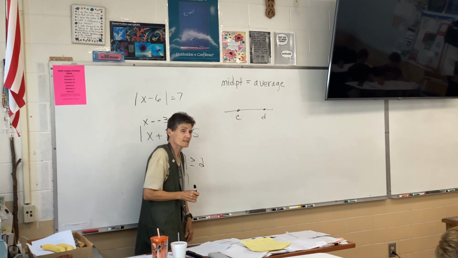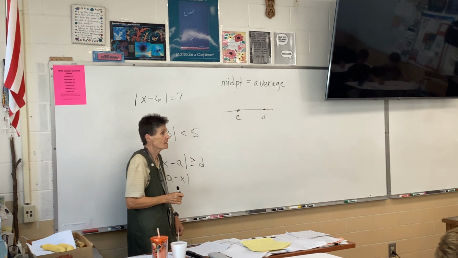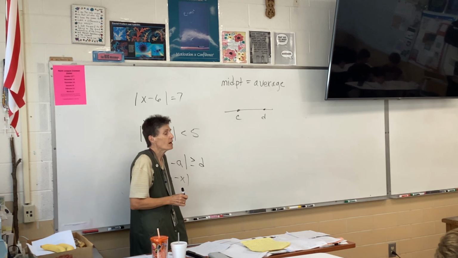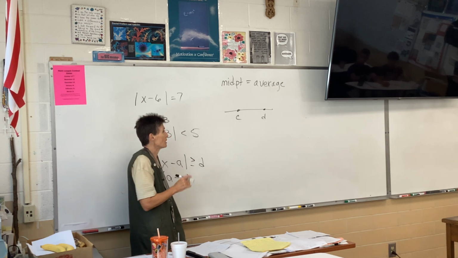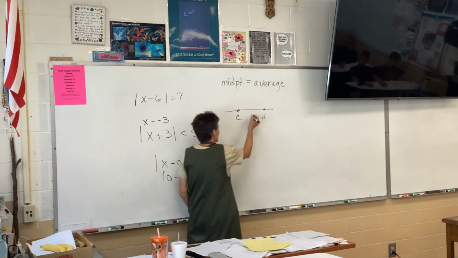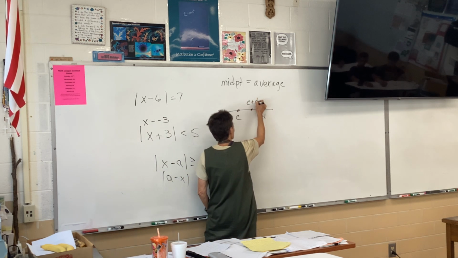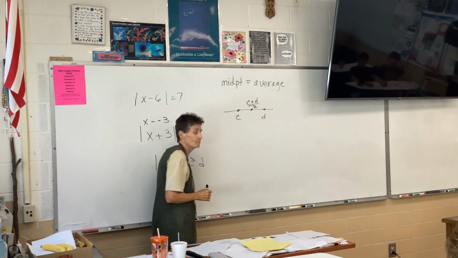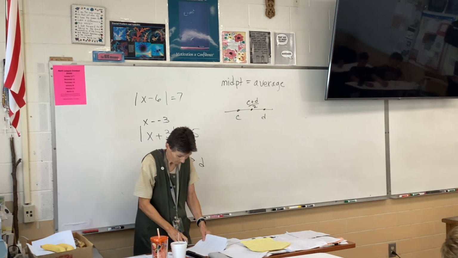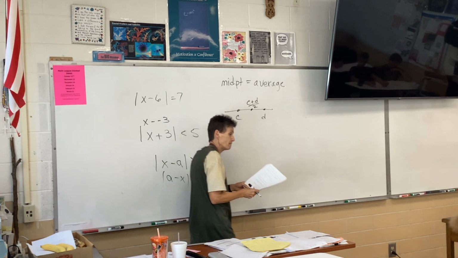Because when we start sketching our trigonometric functions, we're gonna have all kinds of wacky numbers. And if you just think about averaging, I think life's gonna be better. So the midpoint is C plus D divided by 2. Perfect. This is on the number line.